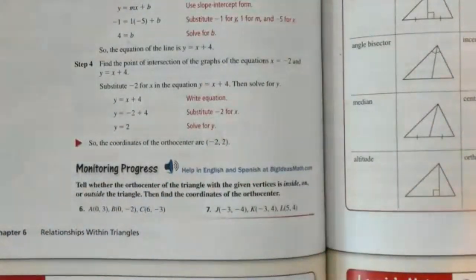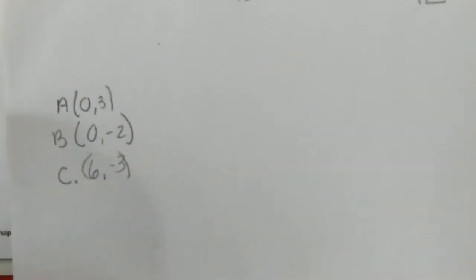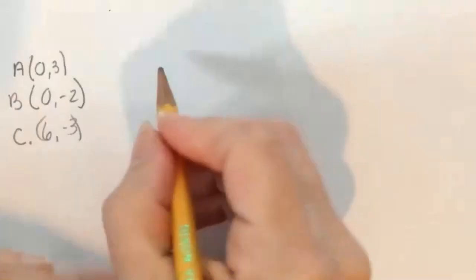All right, so we have coordinates. We're going to do number 6 right here. Okay, we have A is (0, 3). B is (0, -2). Please try this with me. C is (6, -3). So the very first thing we're going to do is graph this.